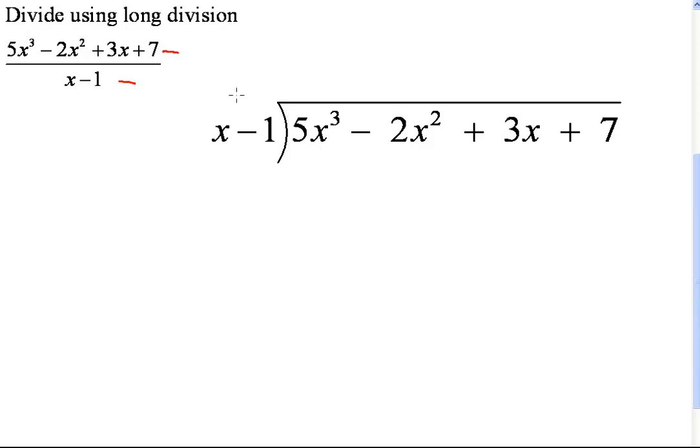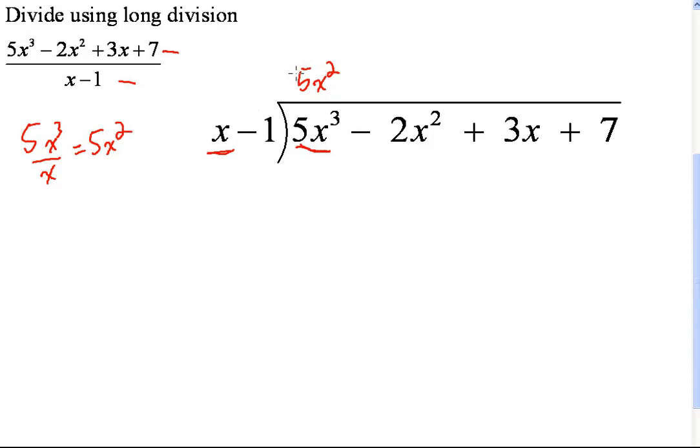So to start these problems, you have to ask yourself, what times this first term is this first term? So in this case, what times x is 5x cubed? Now that's going to be 5x squared. Now if you're not sure that that was 5x squared, you can always divide this term by this term on the side over here, and it'll tell you exactly what to multiply by. 5x cubed over x is 5x squared, and that's what we had said in the first place. So I can do that each time on my way down.